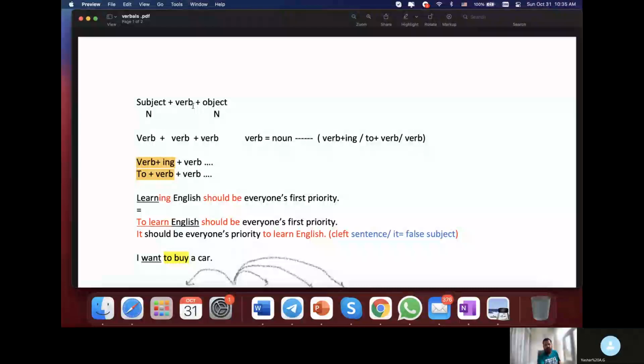Okay. You should know that in English we have SVO word order. It means that we need a subject, and after the subject we need to have a verb, and after the verb we can use other things. But if you have an object, it is another noun.